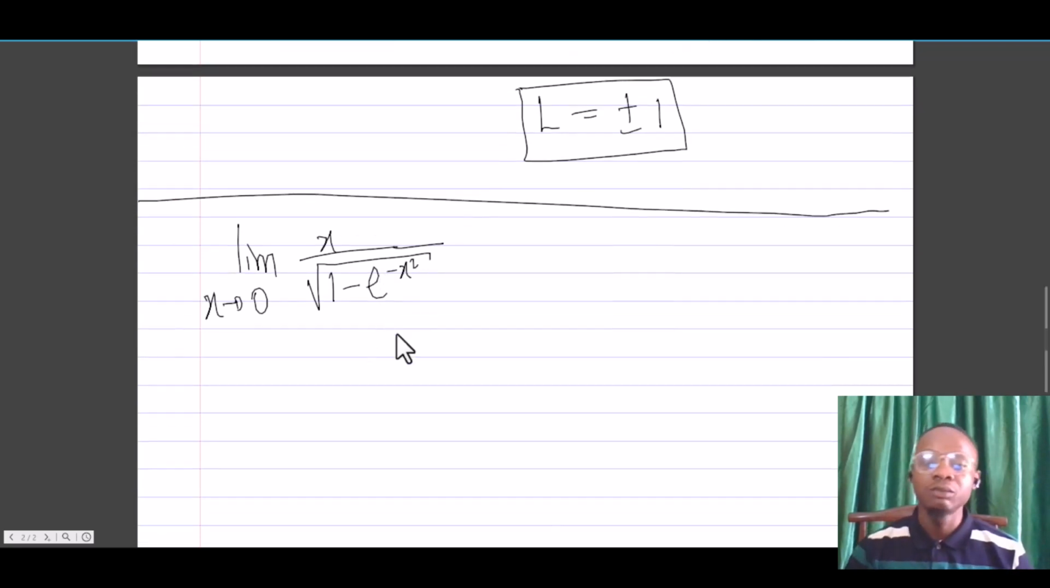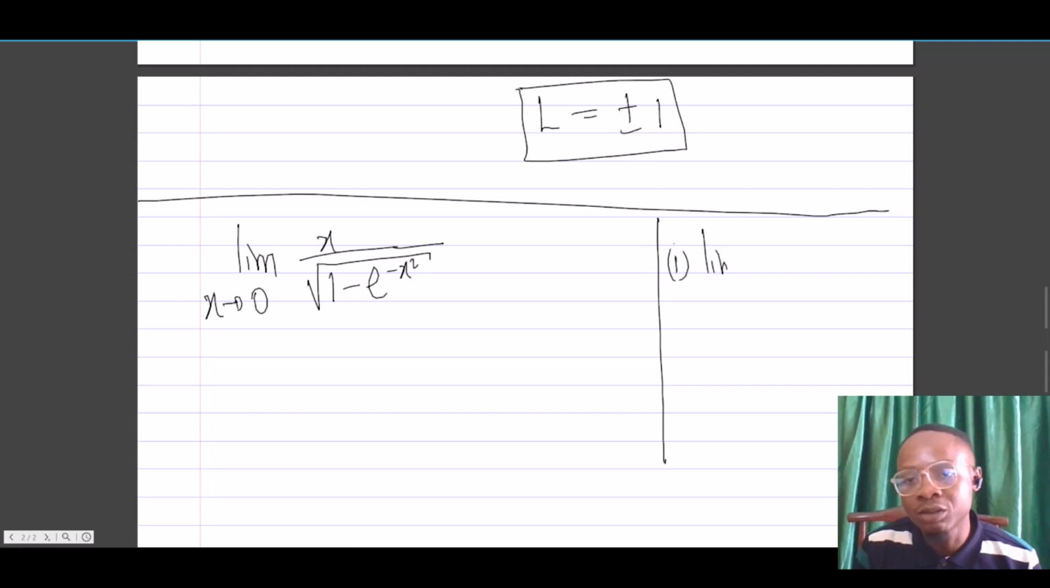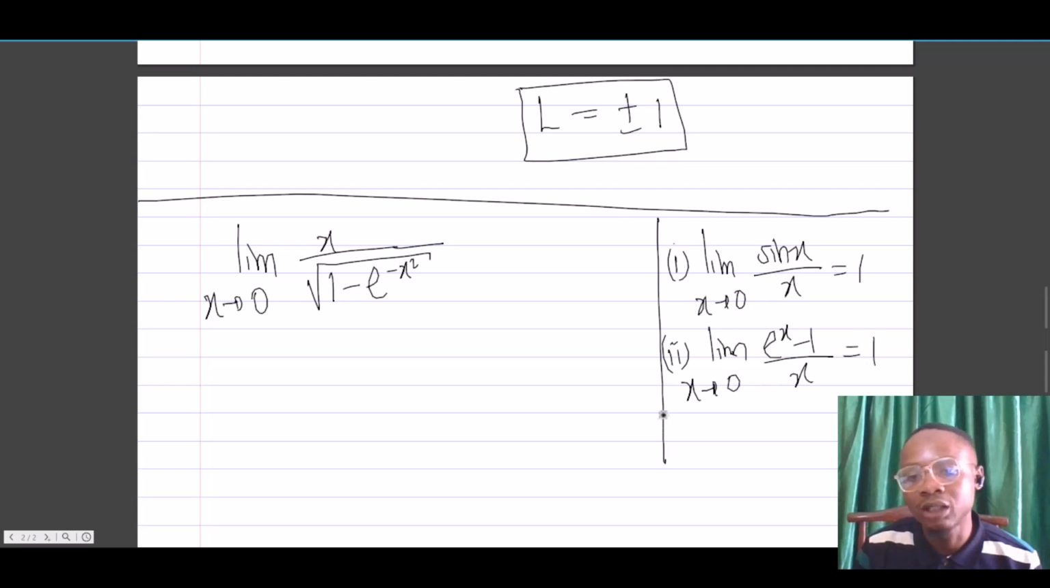Just like one of the examples we solved before, we can see that this is similar to one of the special limits we've talked about. We know that the limit of sine x over x as x approaches 0 equals 1. We also said that the limit of e to the power x minus 1 divided by x as x approaches 0 was equal to 1. We've also mentioned that the limit of 1 plus 1 over x, to the power x, as x approaches infinity was equal to e.